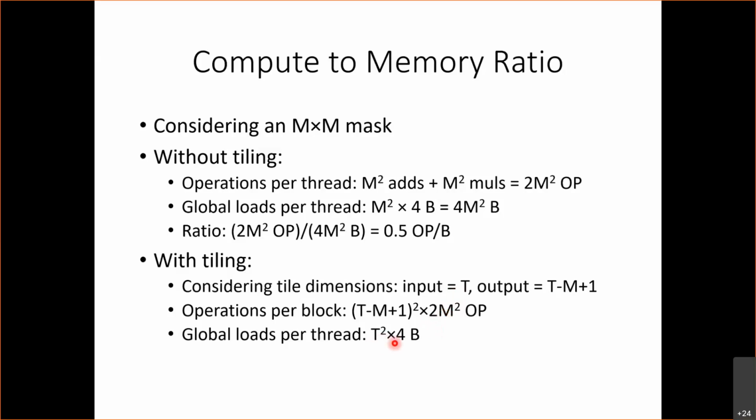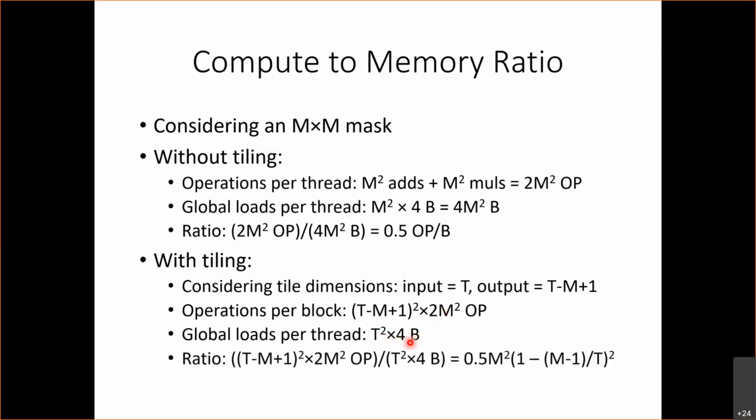So here we have t squared times 4 bytes. So the ratio is going to be this operation over here, (t minus m plus 1) squared times 2m squared, over t squared times 4 bytes. So it comes out to 0.5 m squared times (1 minus (m minus 1) over t) squared.